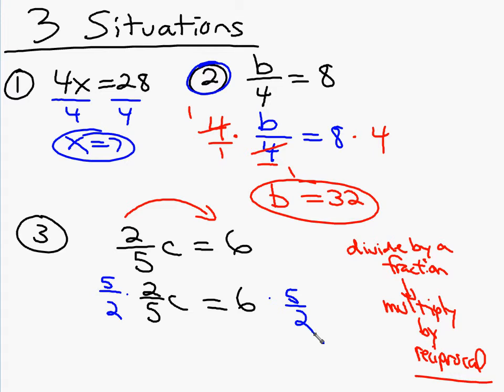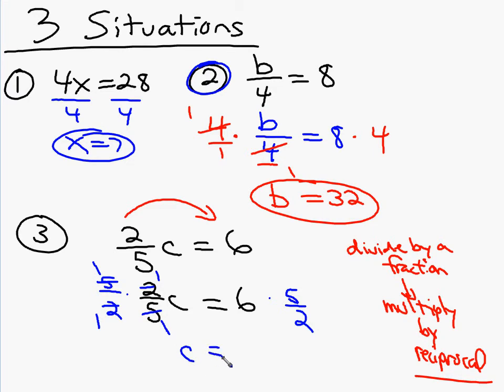On the left side, everything will factor out. 2 divided by 2 is 1. 2 divided by 2 is 1. 5 and 5 factor out. So all I have is 1 times c, which is c.